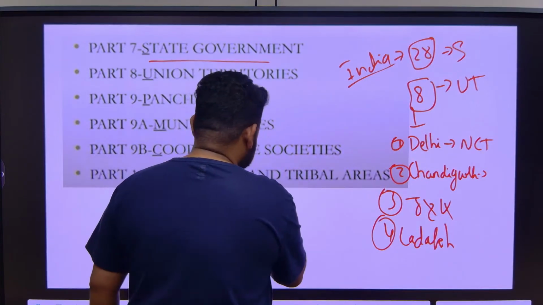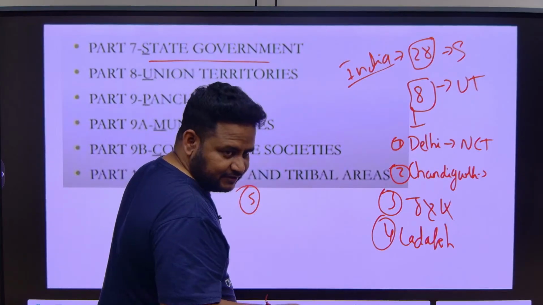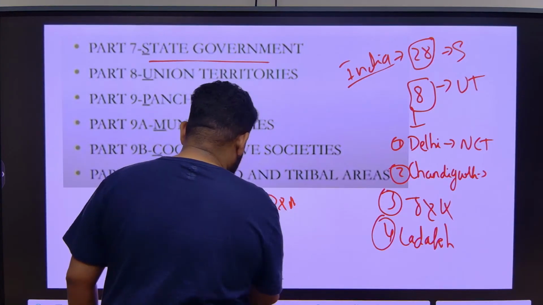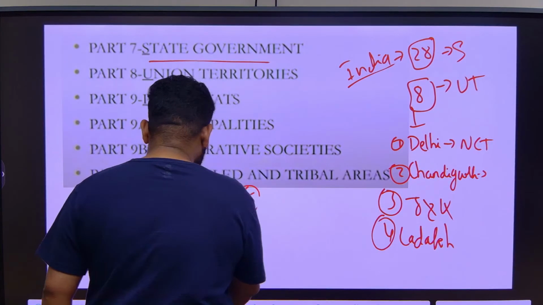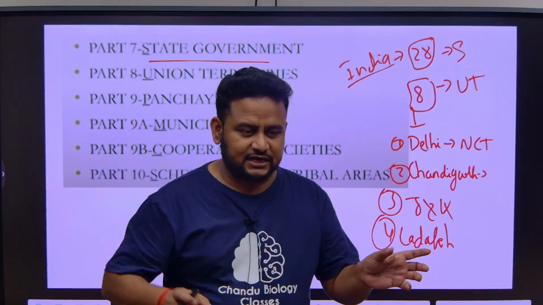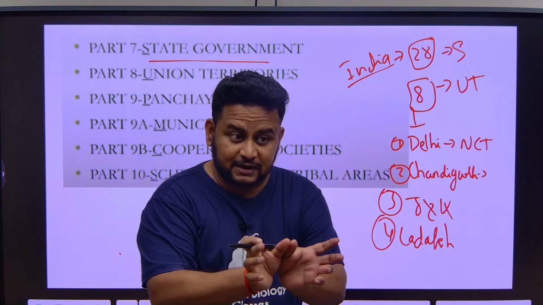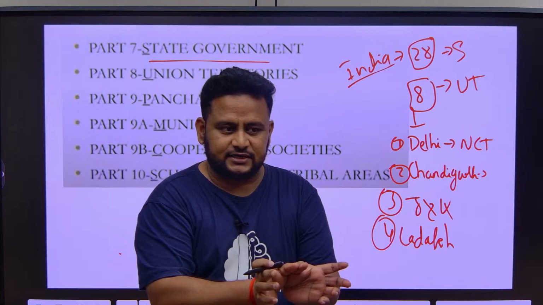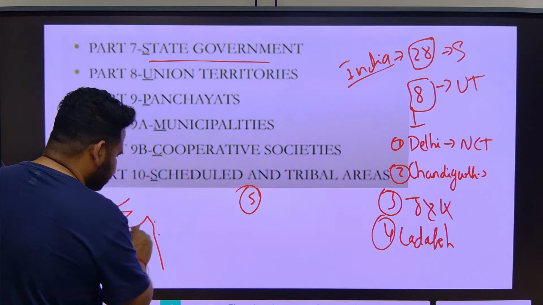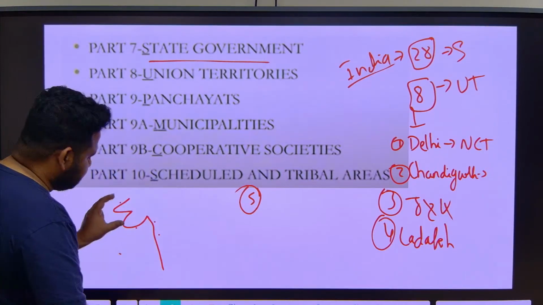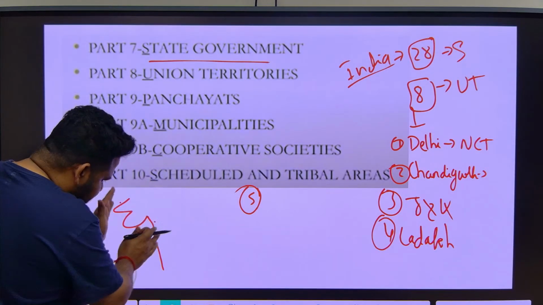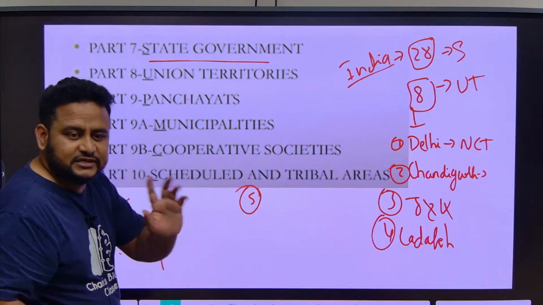Next is Dadra and Nagar Haveli near Gujarat. Actually, there were 2 union territories. One is Dadra and Nagar Haveli. Another one is Daman and Diu. These both were clubbed and made a single union territory. If you see the Indian map, Daman and Diu was here, Dadra and Nagar Haveli was here. Each was a single union territory. Since they are in the same region, they were clubbed together and made a single union territory.